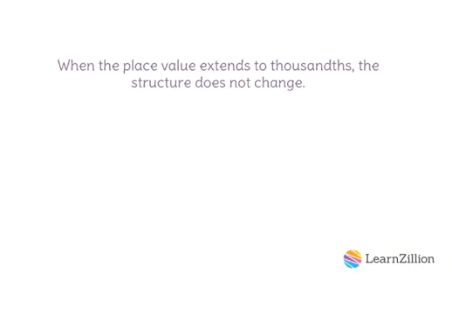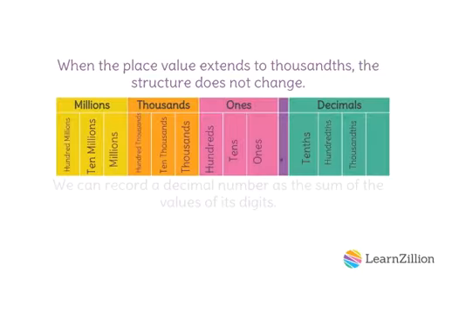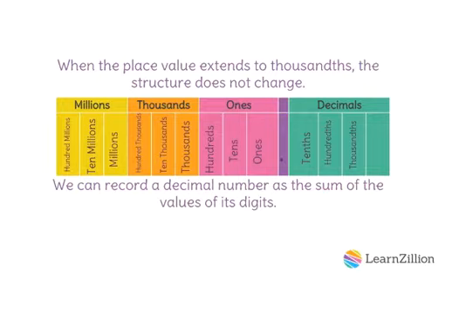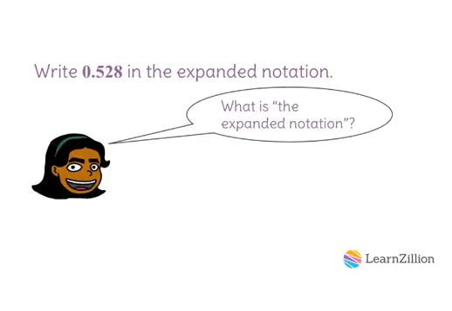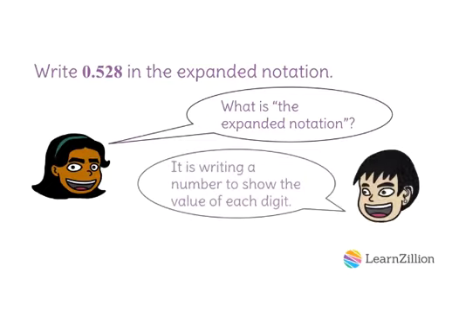When the place value extends to thousands, the structure does not change. We can record a decimal number as the sum of the values of its digits. Write 528 thousandths in the expanded notation. What is the expanded notation? It is writing a number to show the value of each digit.